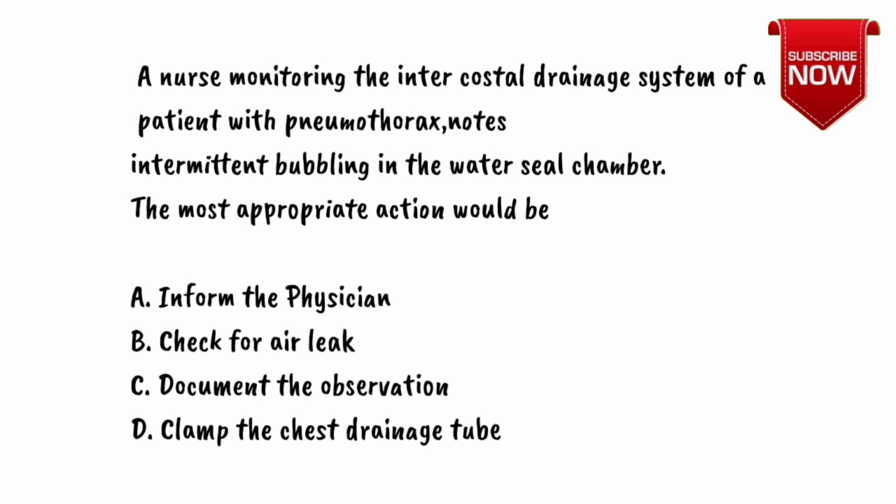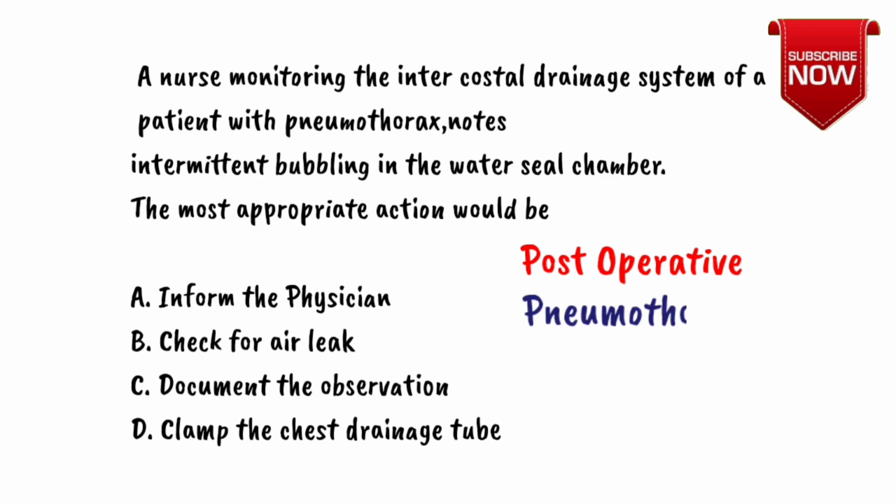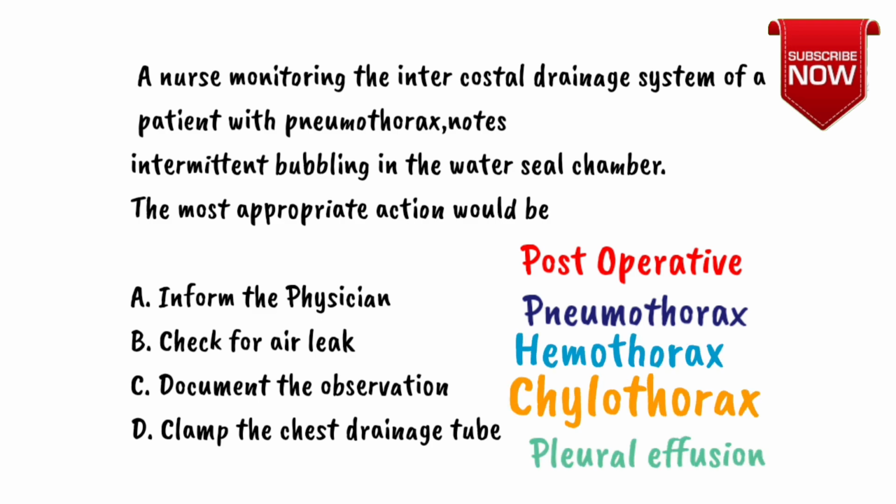Chest drains are used to allow draining of pleural spaces of air, blood or fluid, allowing expansion of the lung and restoration of negative pressure in the thoracic cavity. Water seal prevents backflow of air or fluid into the pleural cavity. Indications of the water seal chamber are postoperative, for example cardiac surgery and thoracotomy, pneumothorax, hemothorax, chylothorax and pleural effusion.